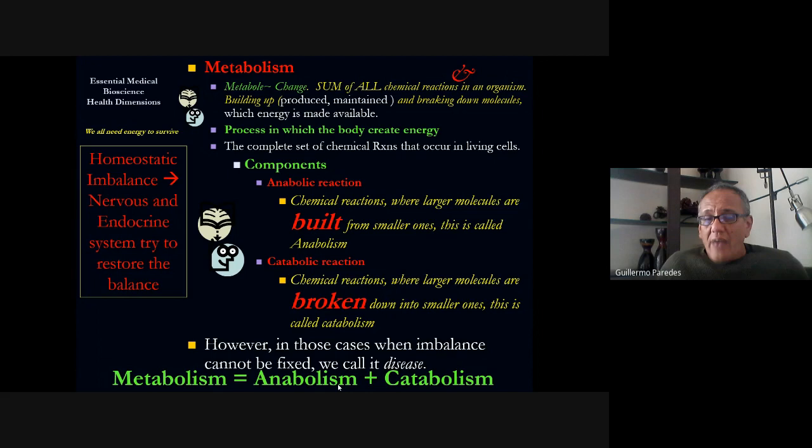What is anabolism? Anabolism means to build up. For example, you need to repair tissue, so you are going to create tissue, new cells. That is anabolic. Catabolic is the opposite: you're going to break down. Why do you need to break down? For example, glucose, glycogen, fat. You're going to obtain energy from those nutrients, and that is what we call catabolism.